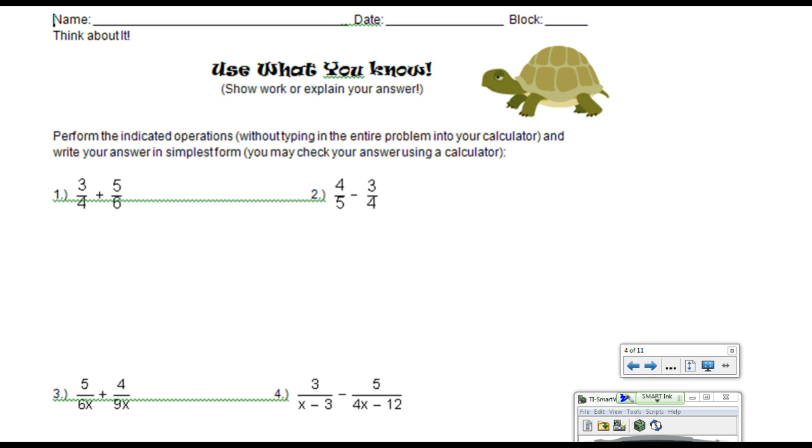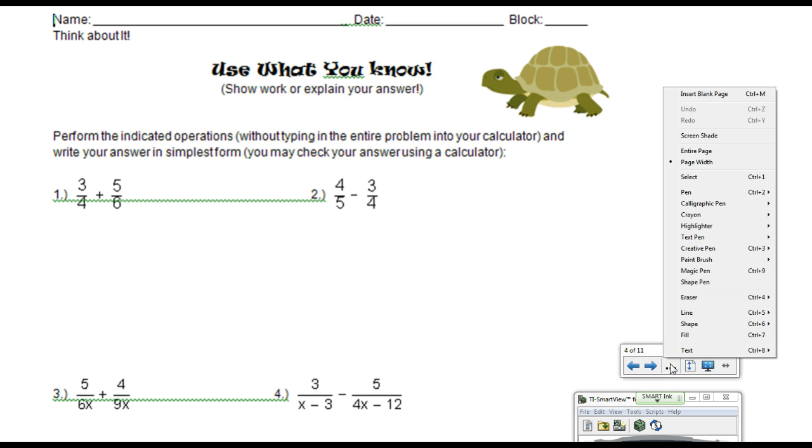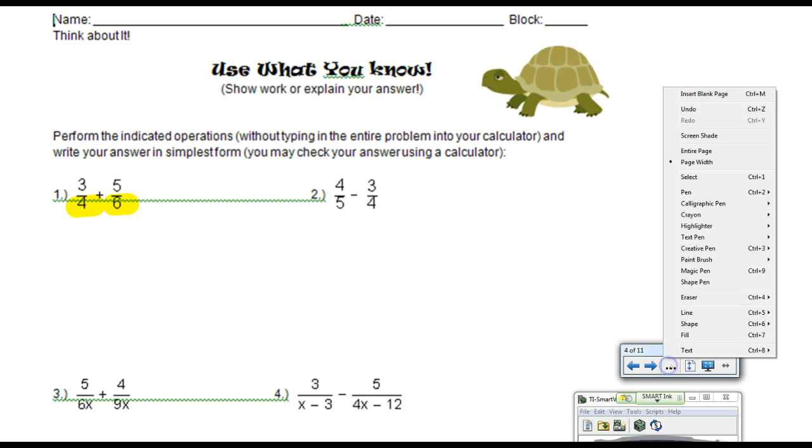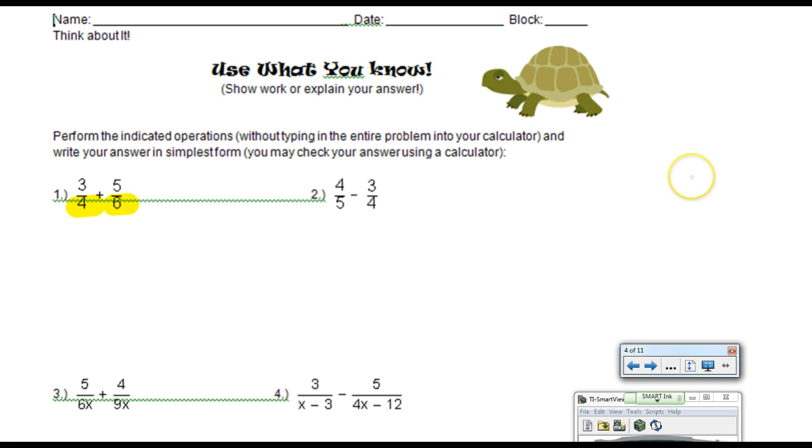A common mistake is students want to go ahead and add the 3 plus 5 right now. But if you recall, when you add or subtract with fractions, you need to have a common denominator. So that means that we have to change the 4 denominator and the 6 denominator to equivalent fractions so they both have the same denominator. And we mostly like to use the least common denominator. So what denominator can we change both a 4 and a 6 to become?